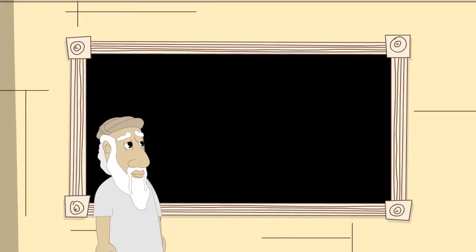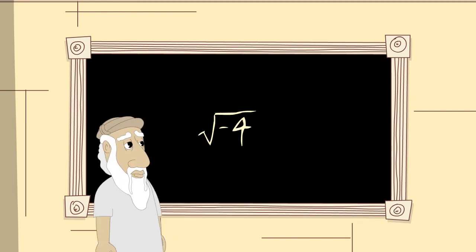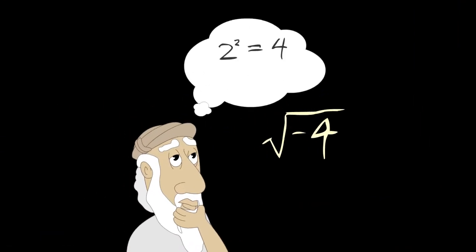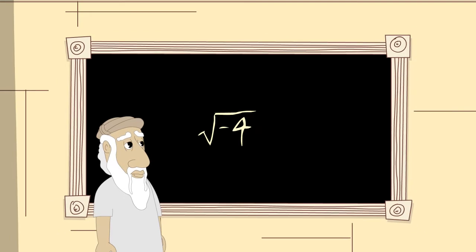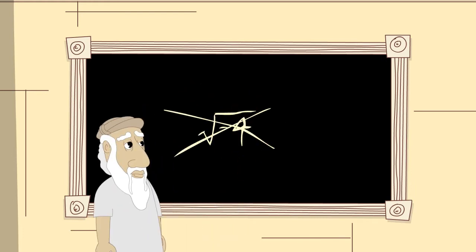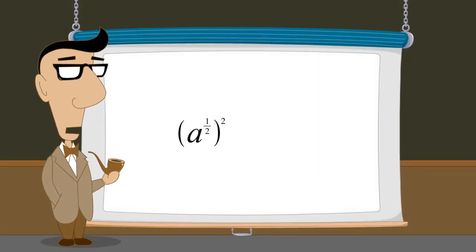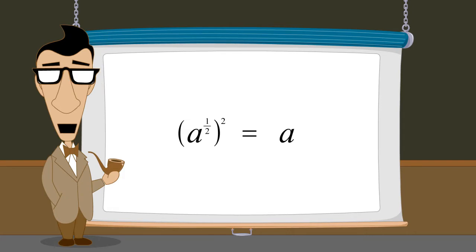However, even with real numbers, it is impossible to take the square root of a negative number. This is because squaring positive or negative numbers always results in a positive number. There is no real number which, when squared, is negative. Therefore, negative numbers have no real square roots. We saw that if we square a to the 1/2, we get a. We therefore deduce that a to the 1/2 is the square root of a.